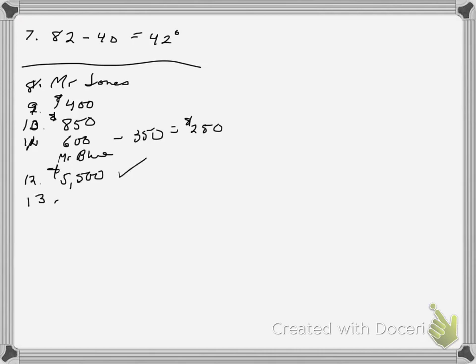And number 13, how much more did Mr. Jones earn than Mr. Blue in November? Again, you go on November, down on the bottom line, and you're going to read Mr. Blue had between 300 and 400, that'd be 350. And I need to subtract that from Mr. Jones' amount for November. That would be 850. And so subtracting, you would get 500.